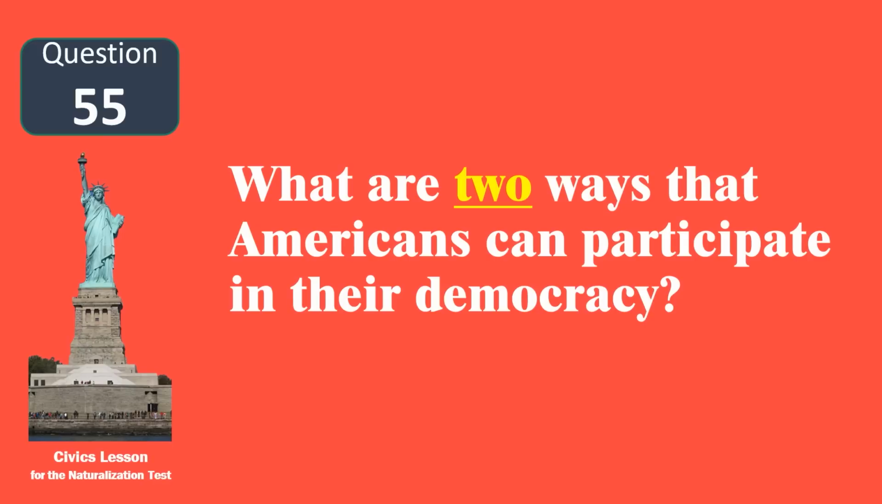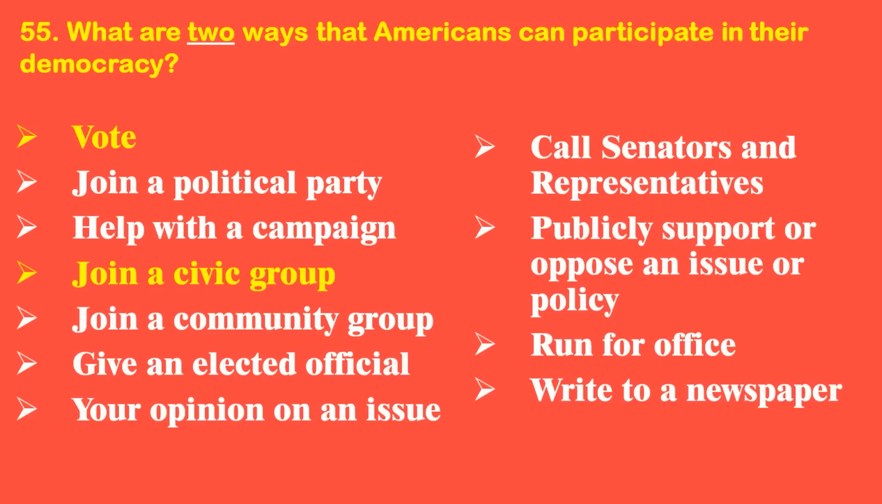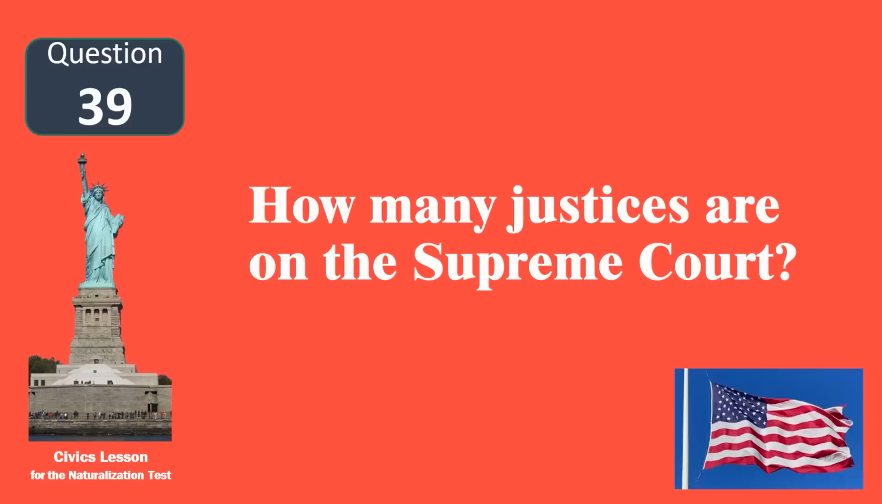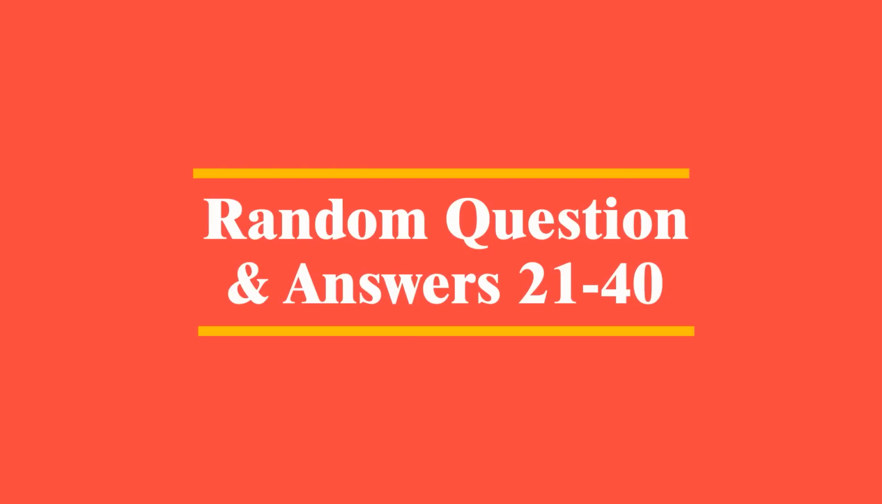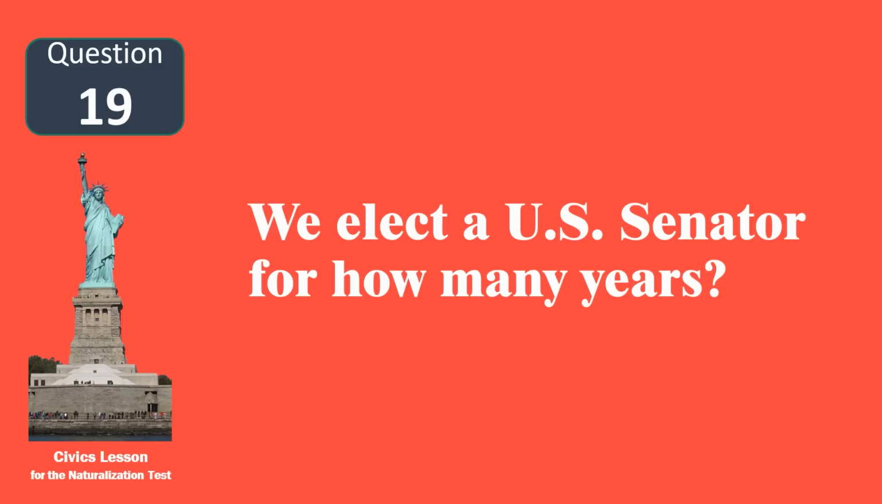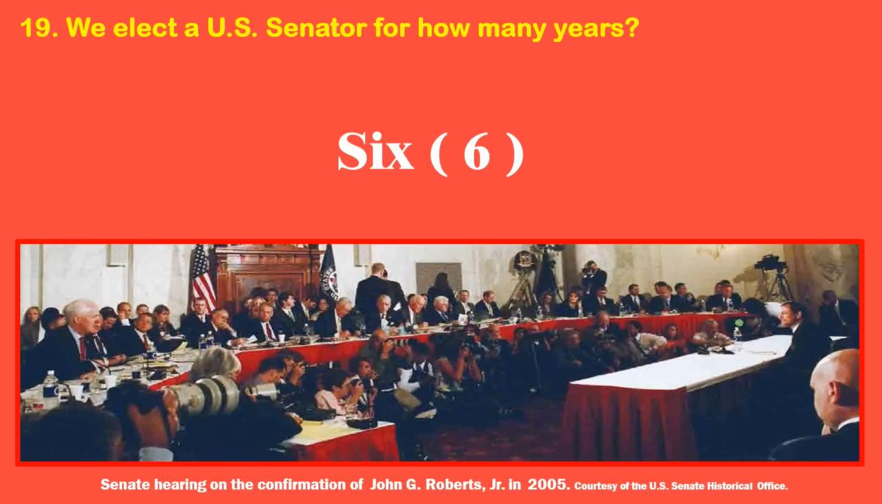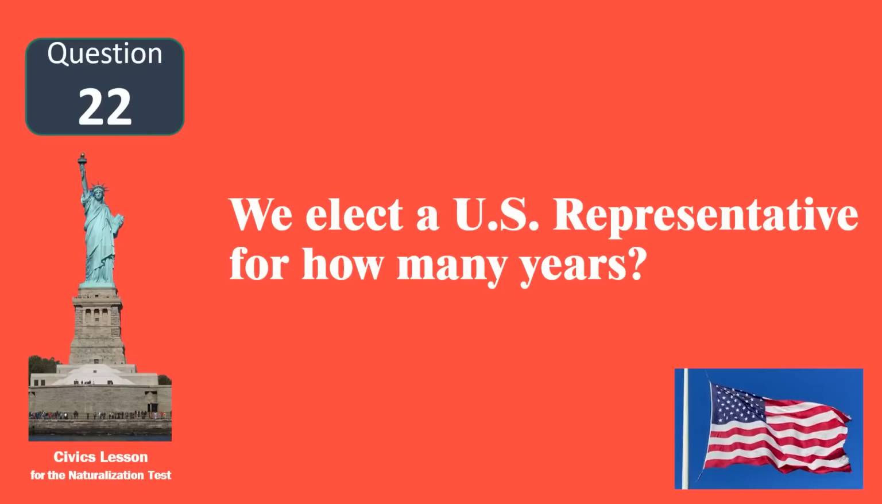What are two ways that Americans can participate in their democracy? Vote. Join a civic group. How many justices are on the Supreme Court? Nine. We elect a U.S. Senator for how many years? 6. We elect a U.S. Representative for how many years? 2.